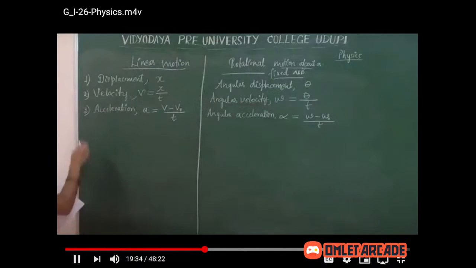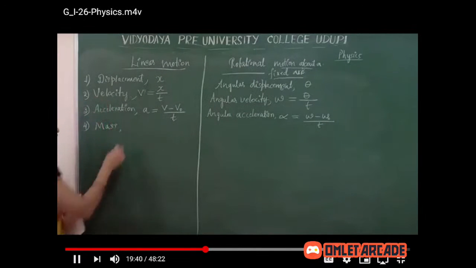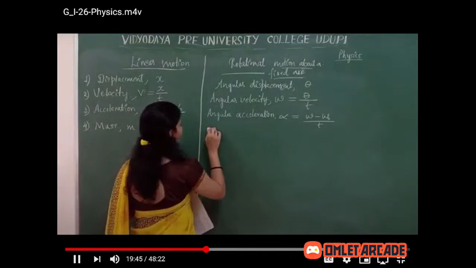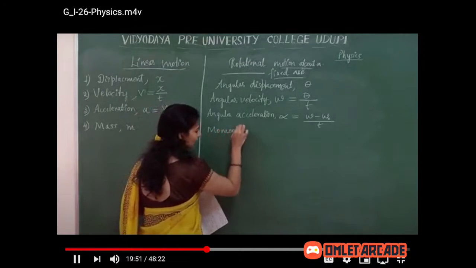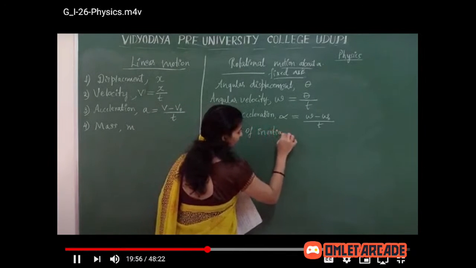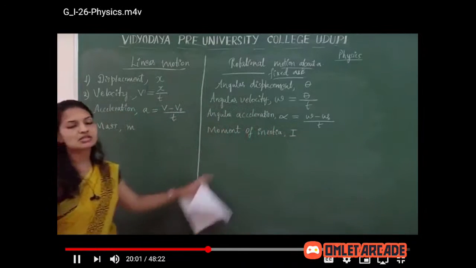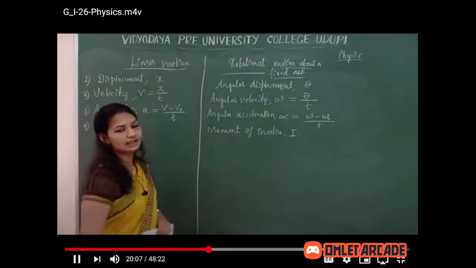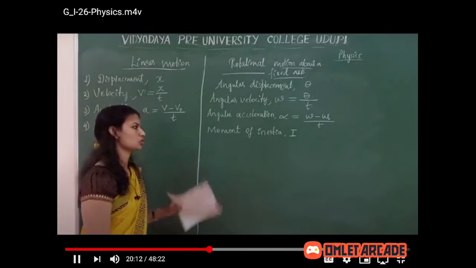Mass. The notation for mass in linear motion is m. In rotational motion, the moment of inertia is the rotational analog of mass, right? So moment of inertia I plays a similar role to what mass does in linear motion.